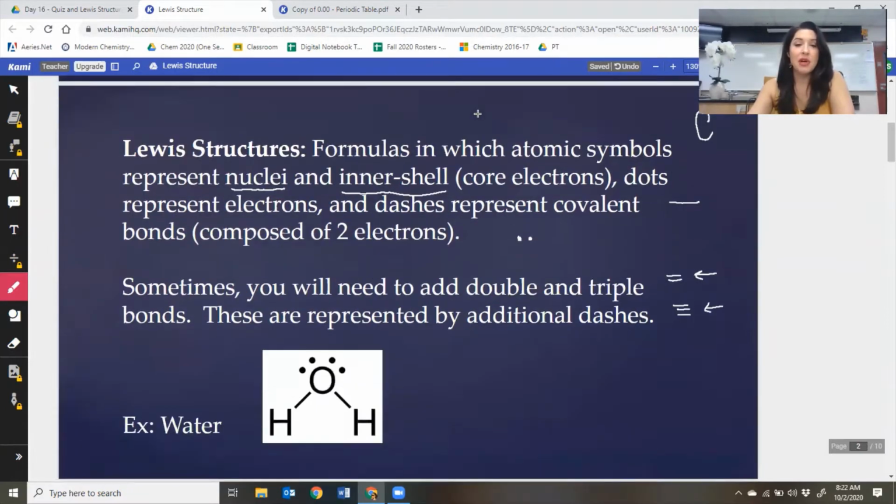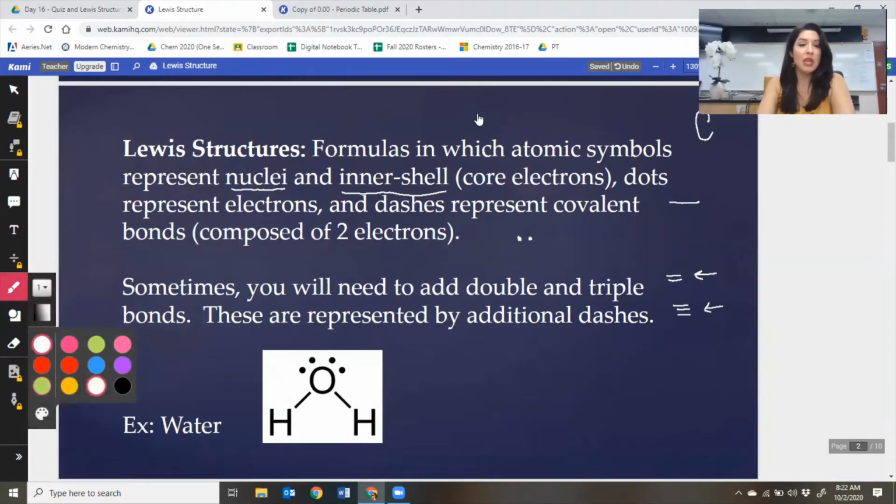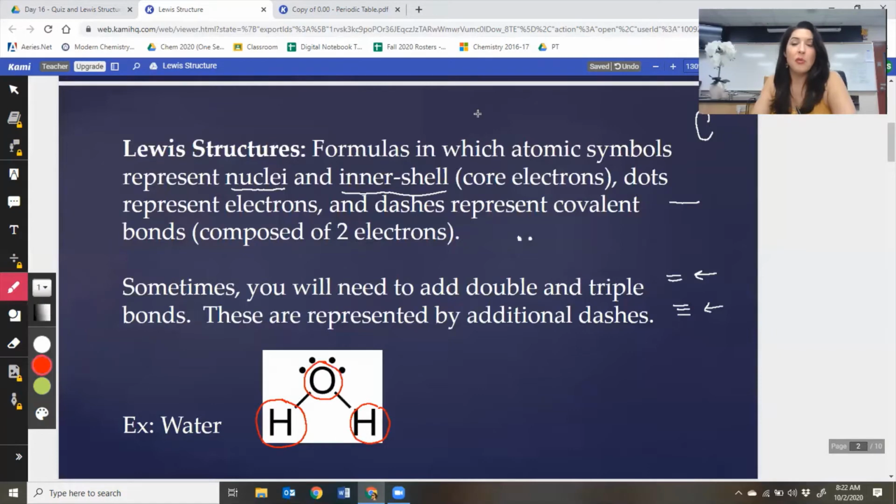Here is an example of a Lewis structure. We've got water. Hydrogen's nucleus is indicated by an H, that's its symbol on the periodic table. This represents the nucleus of hydrogen, and this does as well. Over here we have oxygen, representing the nucleus of oxygen and its core electrons. Oxygen's paired electrons that are not participating in bonding are up here at the top, and the electrons that are participating in bonding are implied by this dash here, this dash representing a covalent bond.